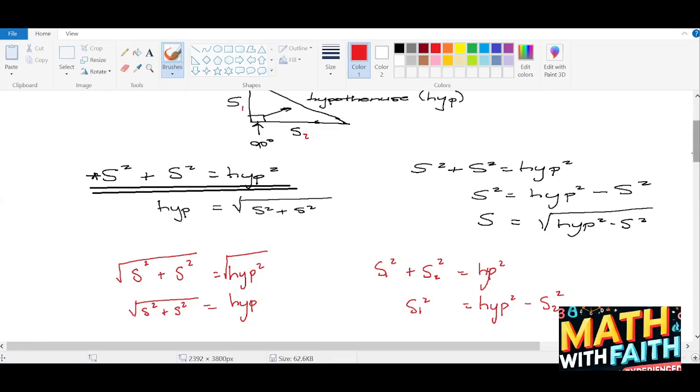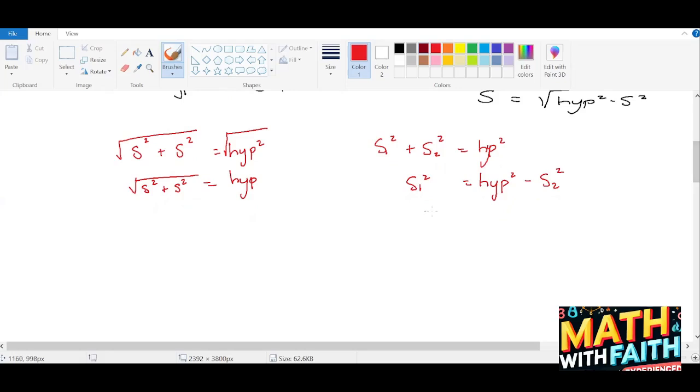Therefore, if I have to get side 1 by itself, you have to get the square root here to remove this square. So it's going to be the square root of everything on this side: hypotenuse squared minus side 2 squared. Right? And that's how we would find out what is the length of one of the sides, if that's what we need to find out, and what is the hypotenuse, if that is what we need to find out.